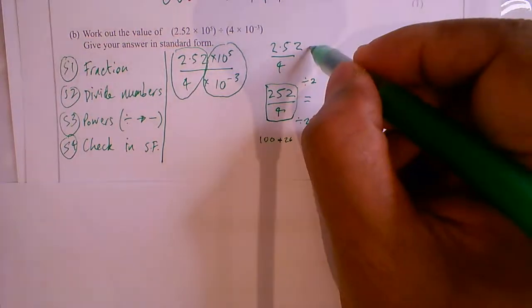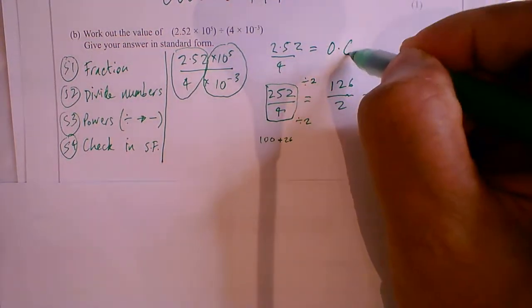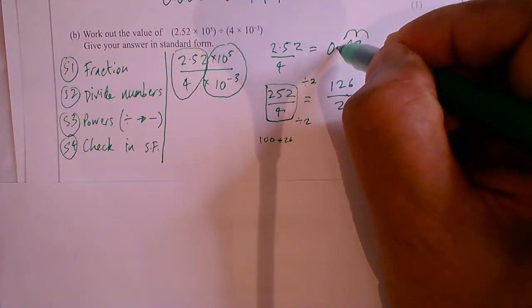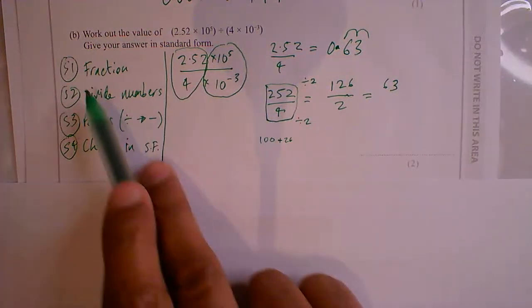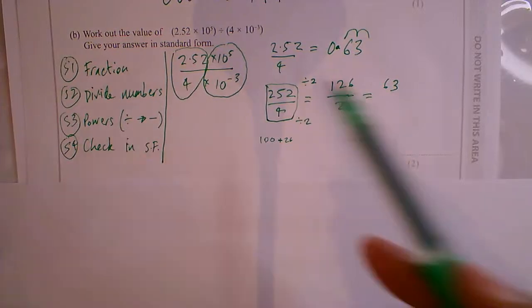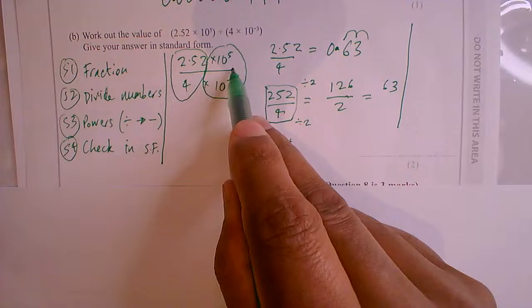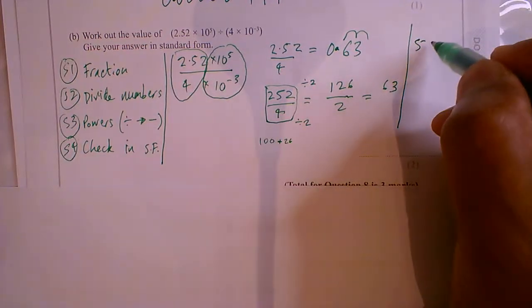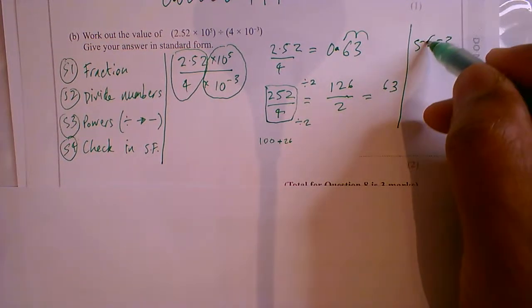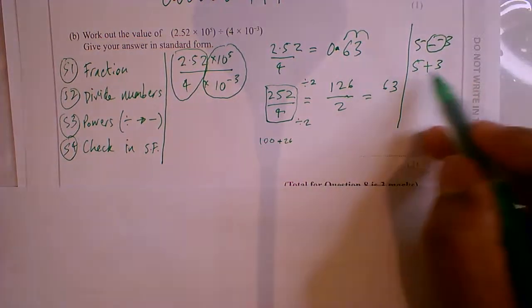All right, so now I need to put my place value in. So there's 2 place values. So this becomes 0.63, 2 place values. So that's my first part. I've done my fraction. I've done my divide numbers. Now I need to divide the powers. So the powers, I've got 5 take away minus 3. So I've got 2 negatives together, makes a plus. So that becomes 5 plus 3.